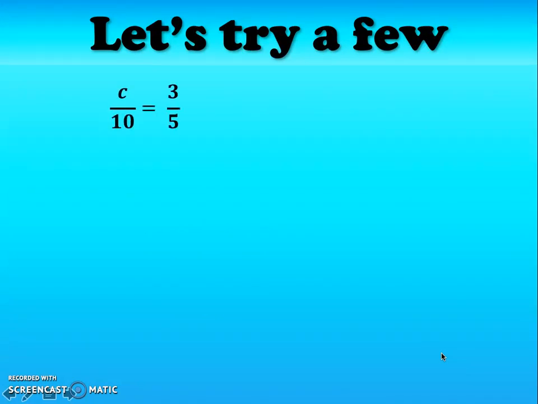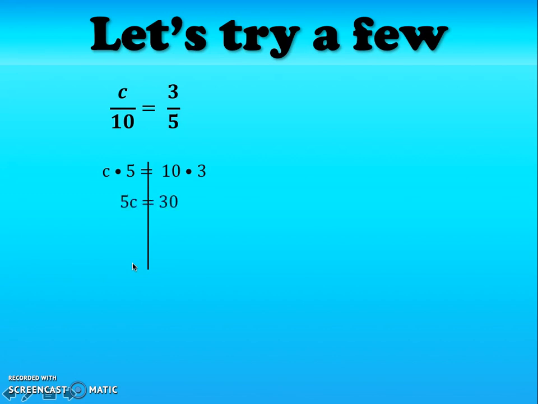Let's look at a couple more. Now this one, C is to 10 as 3 is to 5. A lot of you are going to be able to look at that and just know what goes in that spot for C. But let's use cross products to prove it, because on the test, you have to show your work that you actually did cross products, all right? So to do this, I'm going to have C times 5 equals 10 times 3. C times 5 is 5C. 10 times 3 is 30.